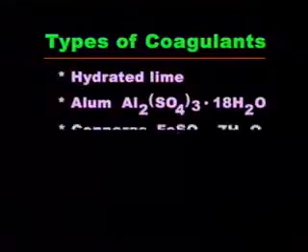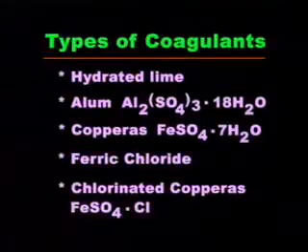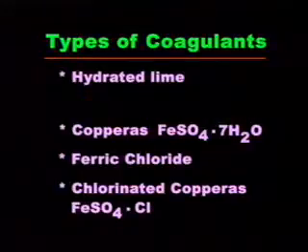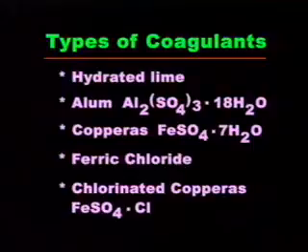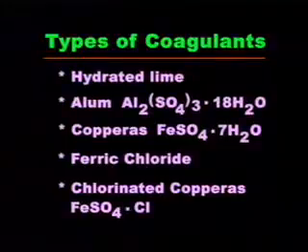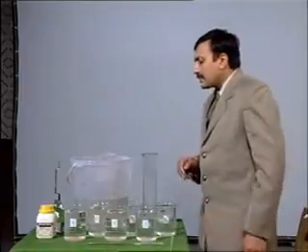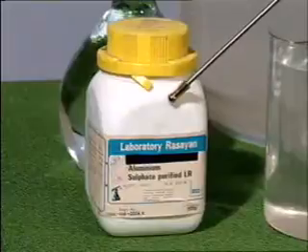There are various coagulants that may be used. Alum and ferric chloride are commonly used coagulants. Between them, alum is more frequently employed. We will measure the optimum dose using alum as the coagulant.